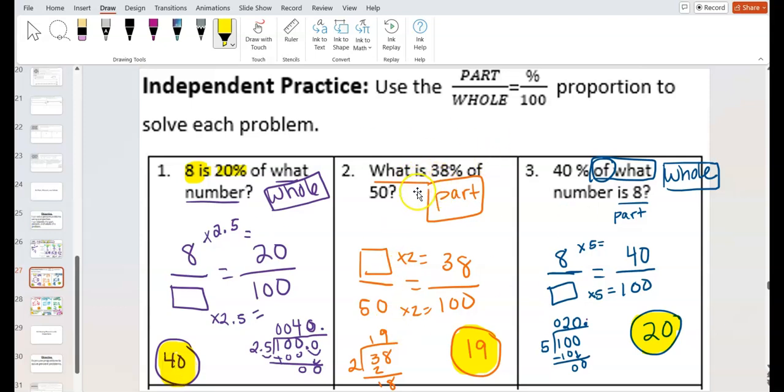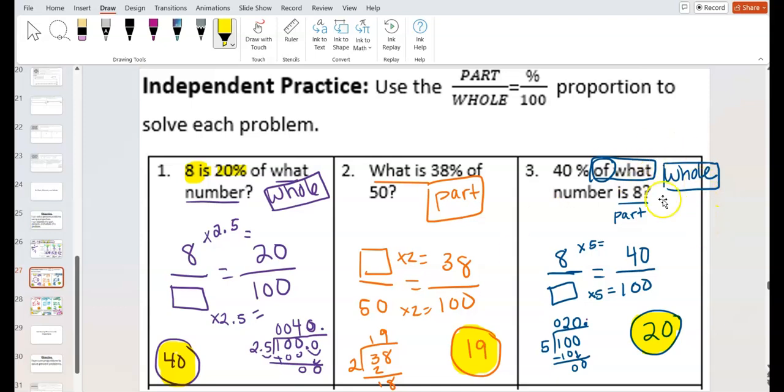In my next one, I am missing a part. What is means that I don't know what that is. So it's the part that's missing. I have a percent and I know of what. That's my whole. So I set up my proportion. I know 50 times 2 is 100. So I did some division to figure out what times 2 is 38, and the answer is 19. 19 is 38% of 50.